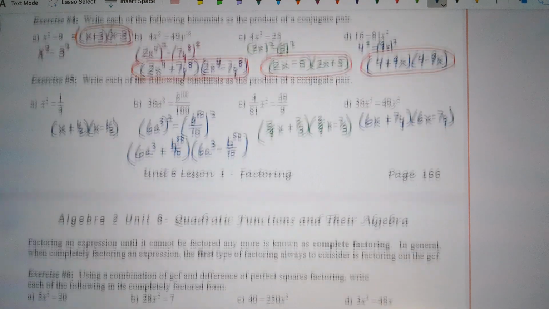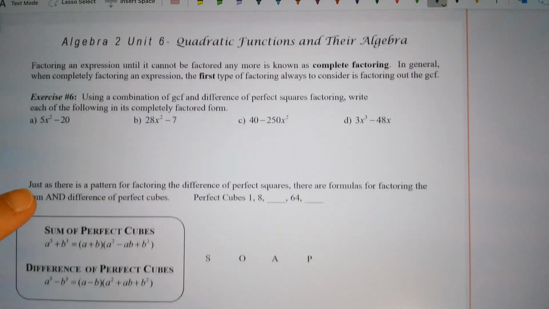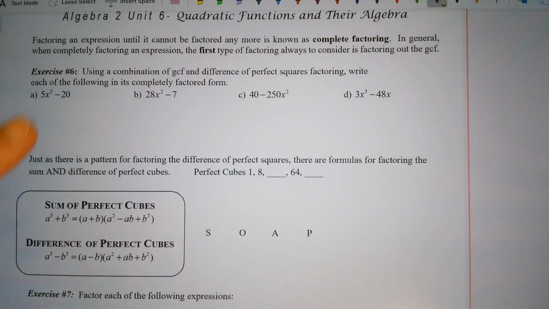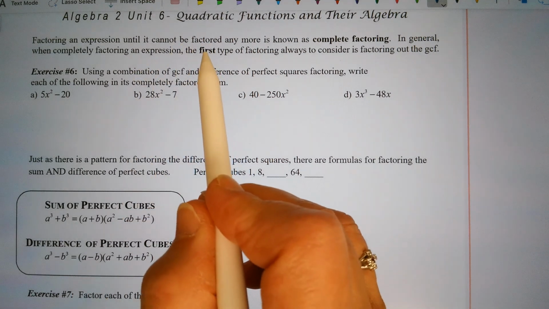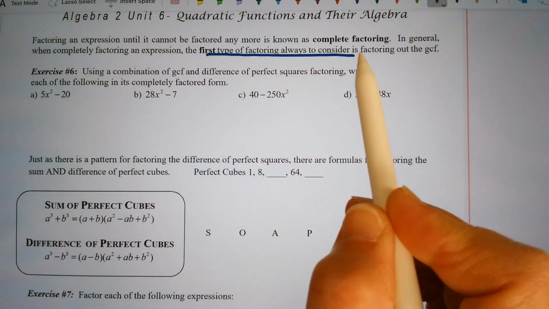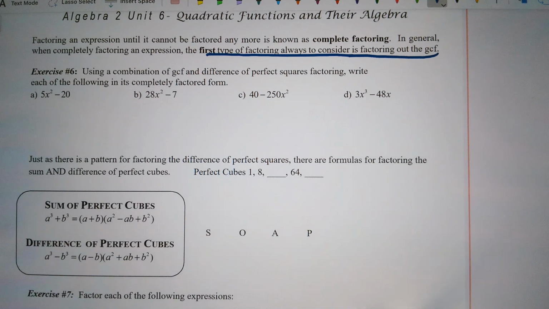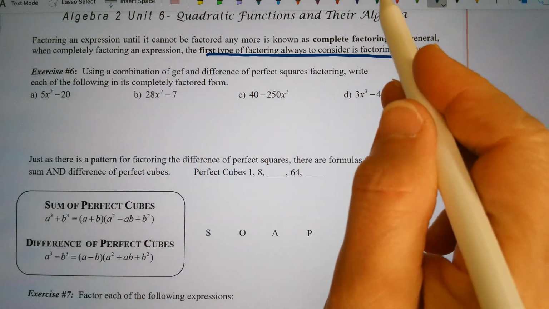It's not new to you. You've had practice with that in Algebra 1. Factoring an expression until it cannot be factored anymore is known as complete factoring. In general, when completely factoring an expression, the first type of factoring you always consider is factoring out a GCF. So you always look, is there something common to your terms? If there is, take that out first. Using a combination of GCF and difference of perfect squares, write each of the following in its completely factored form.